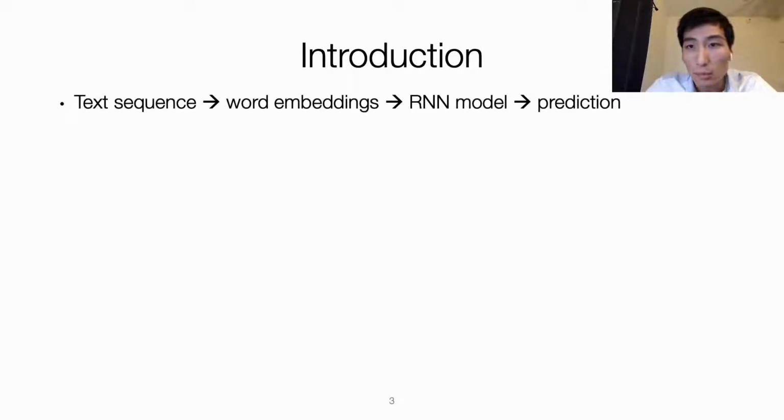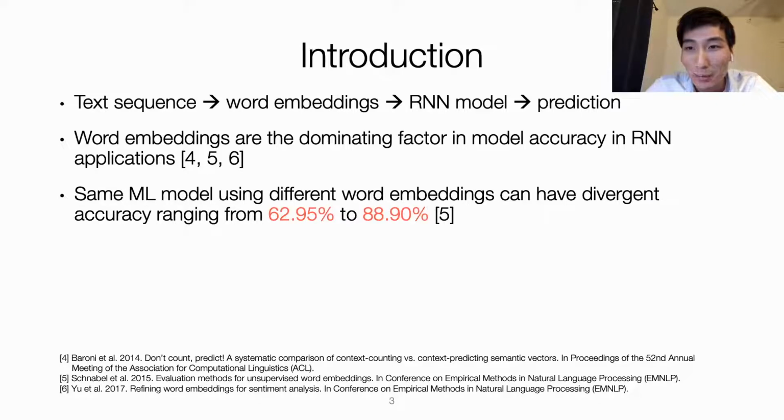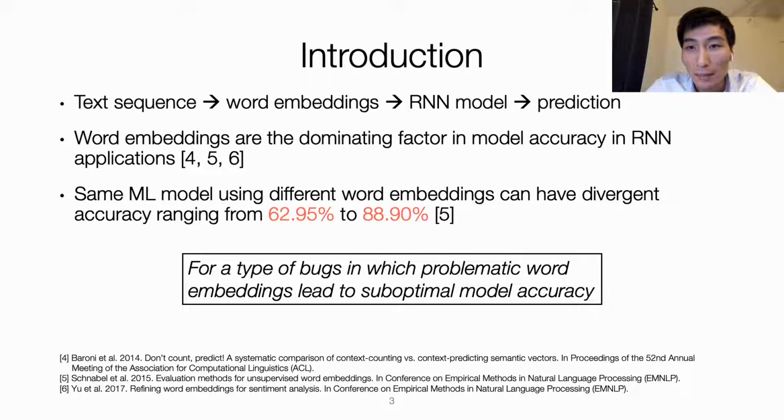A typical textual application usually takes in a text sequence and produces a desired output. A text sequence consists of a list of words, which are first transformed to word embeddings before being fed to an RNN model. Existing studies show that word embeddings are a dominating factor for the performance of RNN models. Different embeddings can lead to significantly different accuracy, from 63% to 89% with the same model. We hence focus on fixing bugs caused by problematic word embeddings in this work.